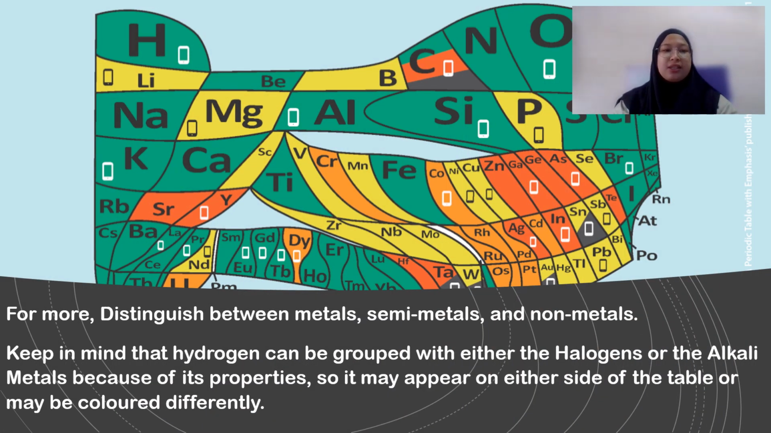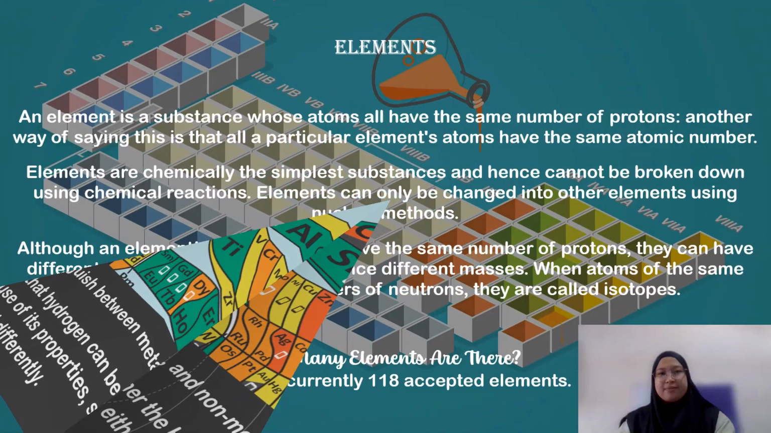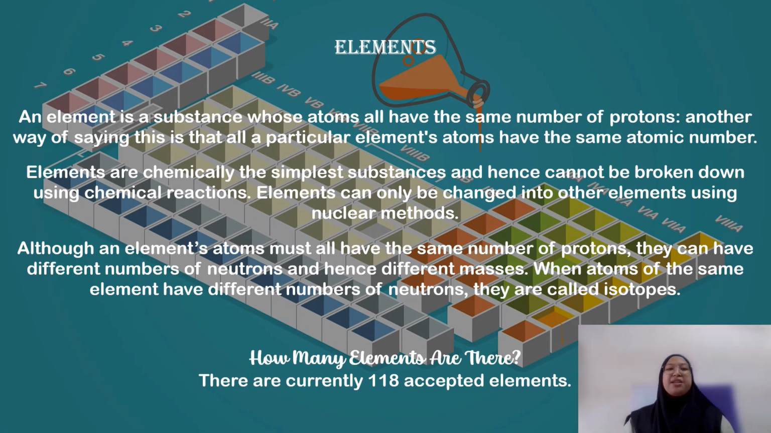For more, distinguish between metals, semi-metals, and non-metals. Keep in mind that hydrogen can be grouped with either the halogens or the alkali metals because of its properties, so it may appear on either side of the table or may be colored differently. Elements are chemically the simplest substances and hence cannot be broken down using chemical reactions. Elements can only be changed into other elements using nuclear methods. There are 180 elements in the periodic table.